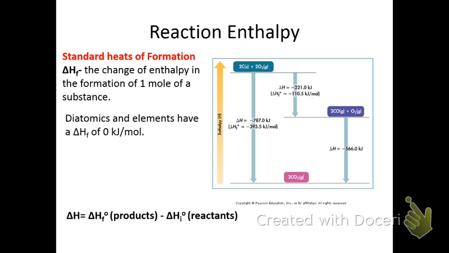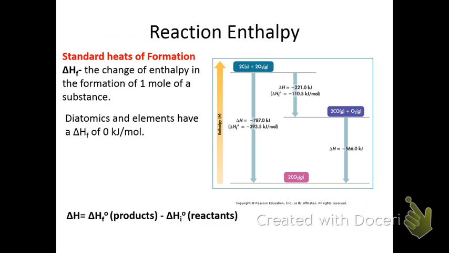Now, when we deal with diatomics and elements, they usually will have a standard heat of formation of 0 kilojoules per mole. Why? They're already in their lowest energy form. They're not going to change too much. But then once we add them to something else, that's when we'll run into another system.